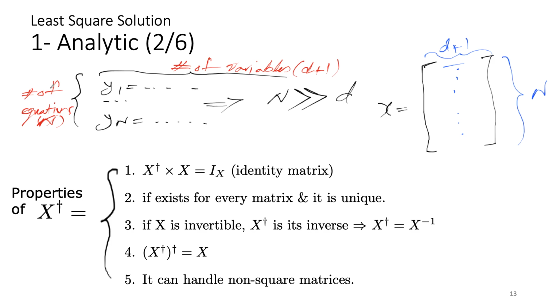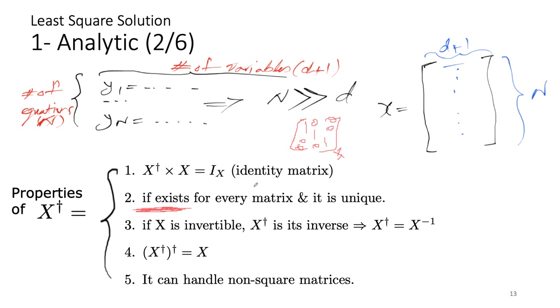Let me just refresh your memory. An identity matrix I has 1s on the diagonal and 0 elsewhere, right? And depending on the size, you're going to arrive at that specific size. So 3, 4, 10. That's one of the properties. The second one: if and only if X dagger exists, which is important, then for every matrix it's going to be unique. We're going to have only one.